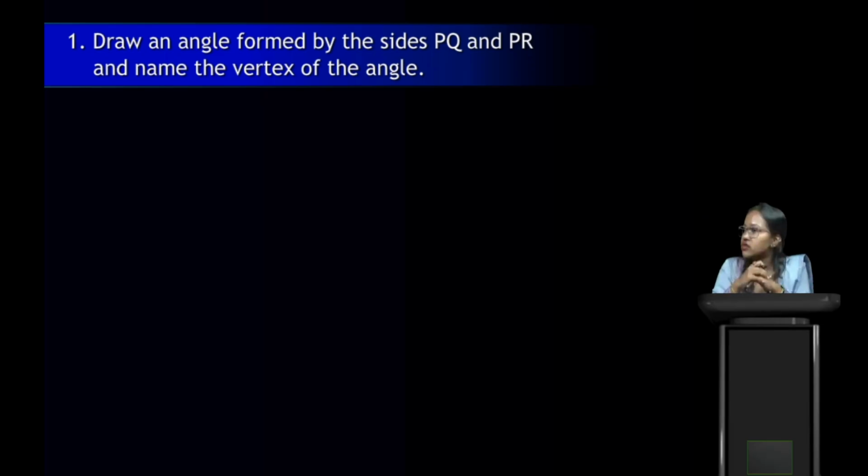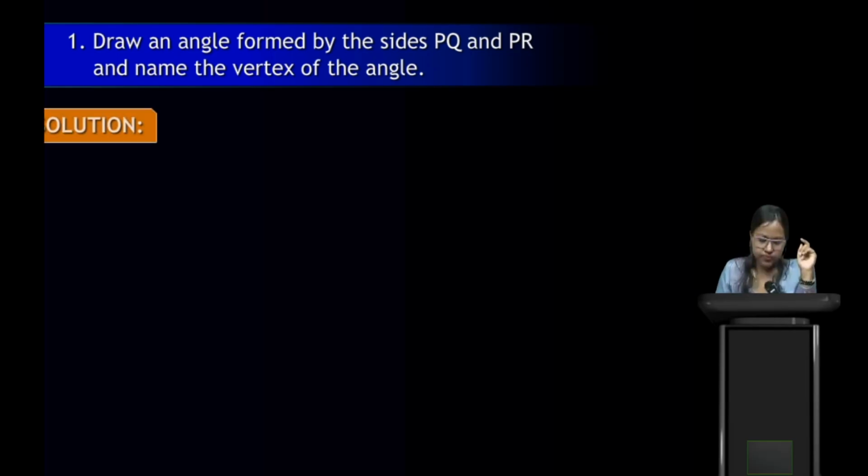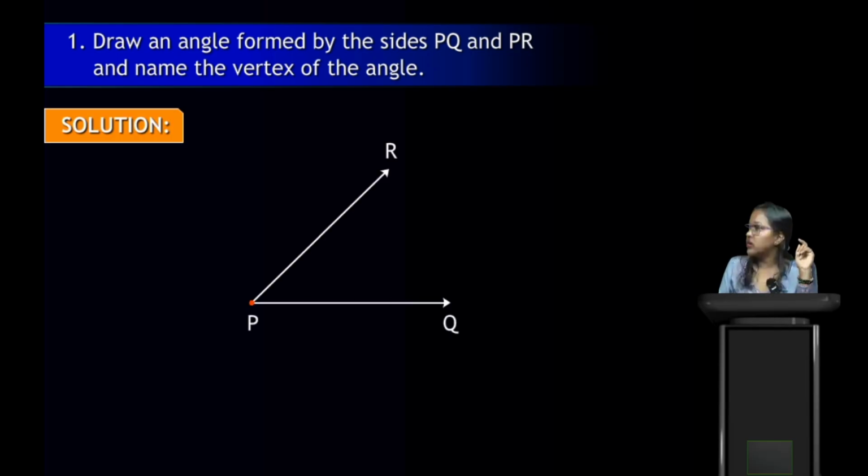Now one question is there. The question is: draw an angle formed by the sides PQ and PR and name the vertex of the angle. So can you do this? Solution. Here you see, they are telling you to draw an angle formed by the sides PQ and PR.